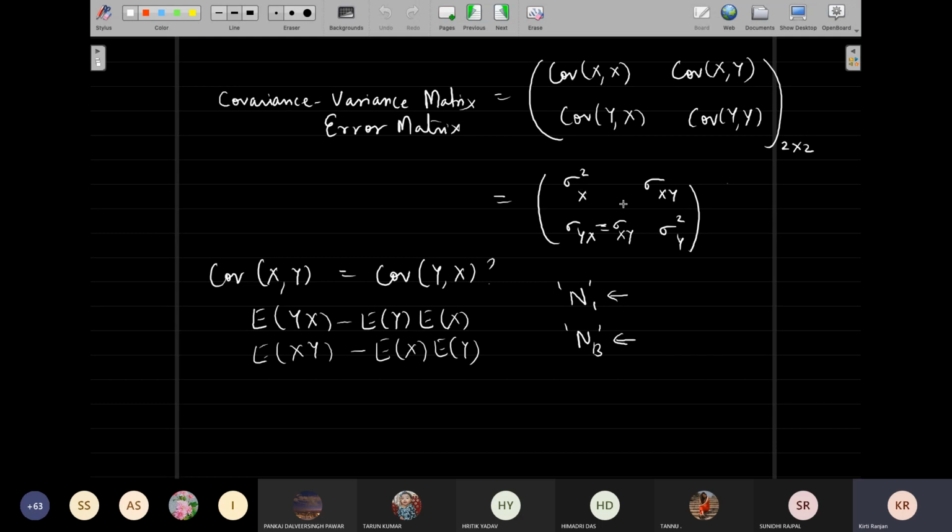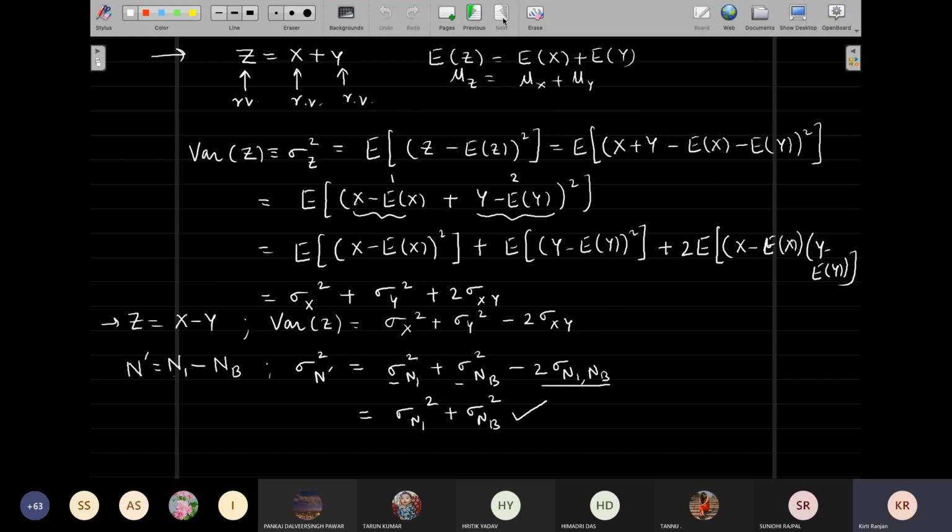So you do need sigma x square, sigma y square, and sigma xy also, so that you know the complete picture of the error whenever you are constructing any quantities from those two random variables x and y. So knowledge of sigma x square and sigma y square is sufficient only if x and y are independent. If they are not, then you have to consider the term which is coming up from this.